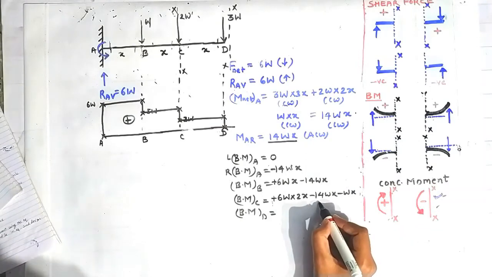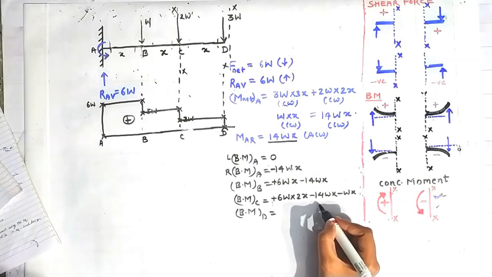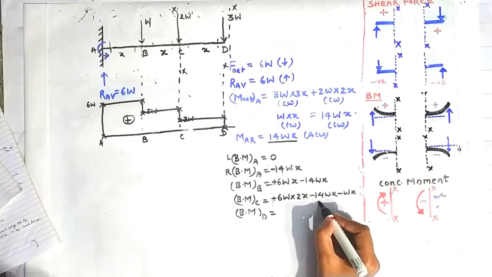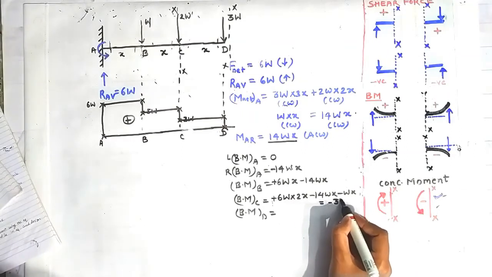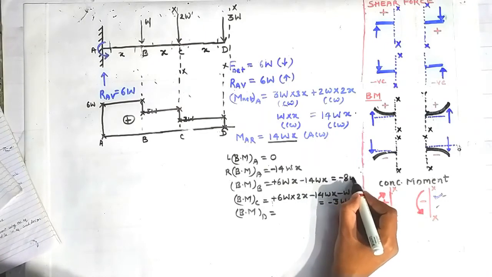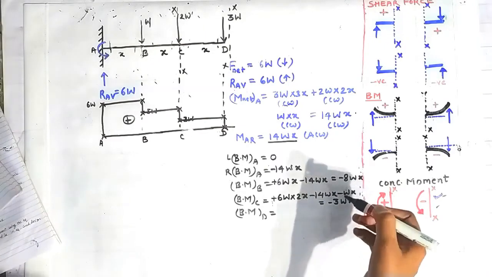So you will get how much bending moment at the point C. When you solve this, you will get a bending moment of minus 3Wx, and this value was coming out to be minus 8Wx. You should calculate this value yourself.